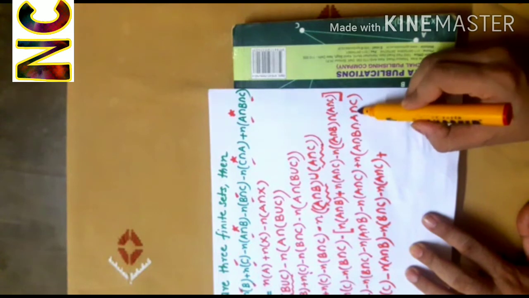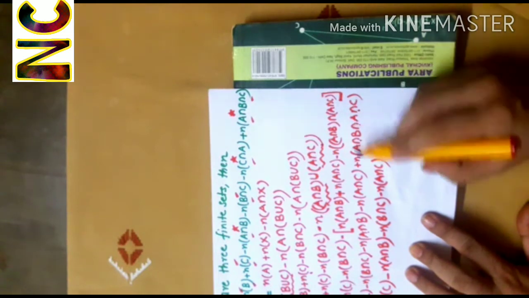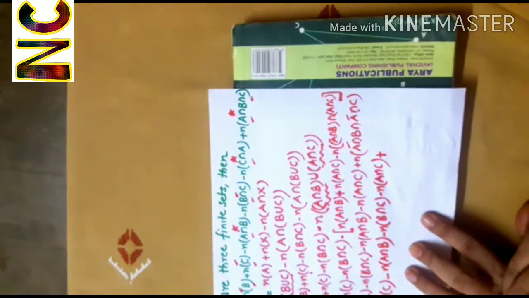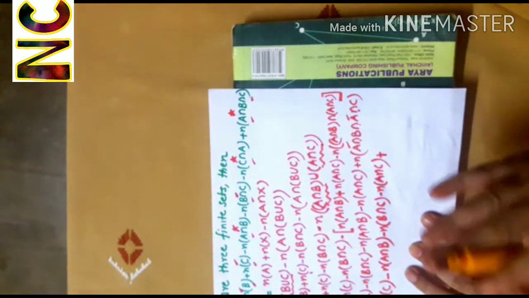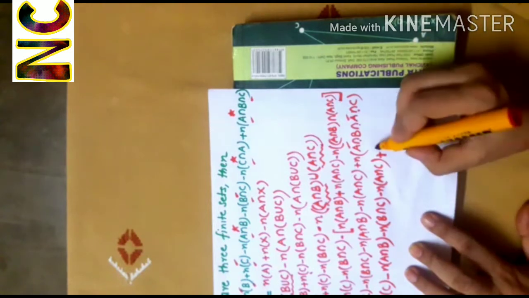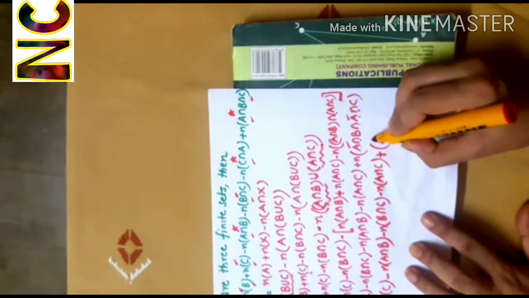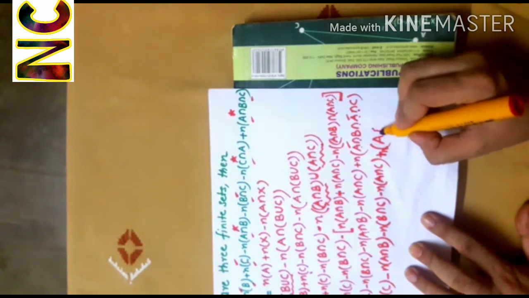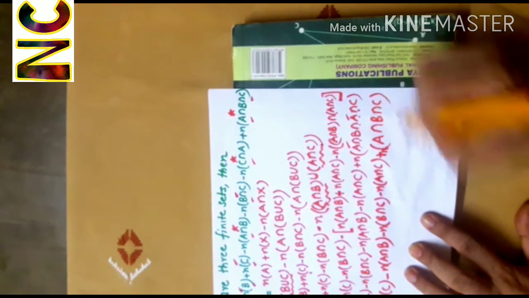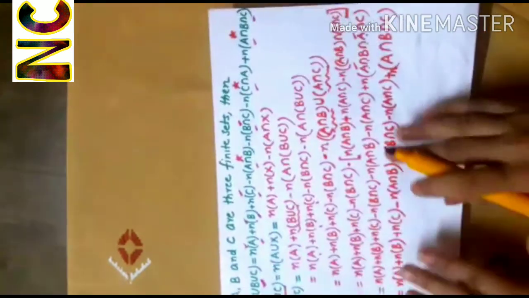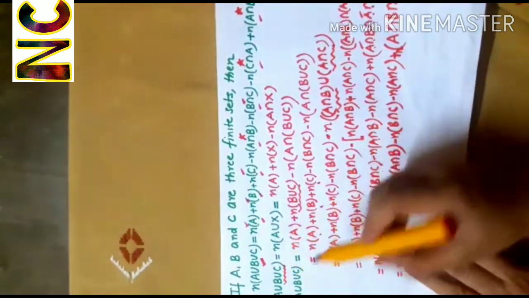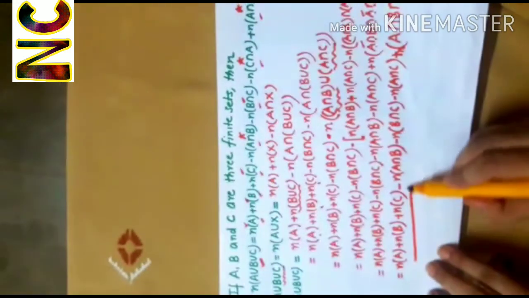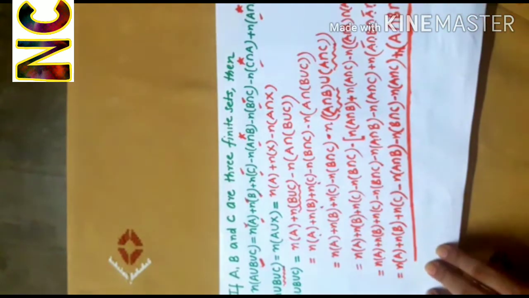All operations are that of intersection. So I can change the order. So what will be A intersection A? What is common between A and A? A. So A intersection A will be A. So I can write this as number of elements in A intersection B intersection C. So we have the result. Number of elements in A union B union C is equal to this.